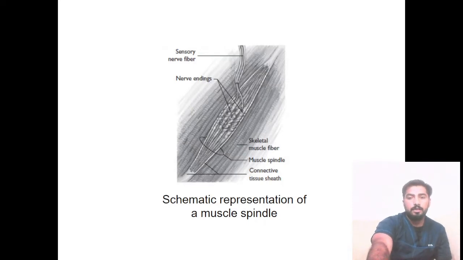So in this one is the muscle fiber. In the muscle fiber there are myofibrils, and there are nerve endings which are coiling around these fibers, that are the muscle spindle. And this is carrying all the information through the sensory nerves to the spinal cord.